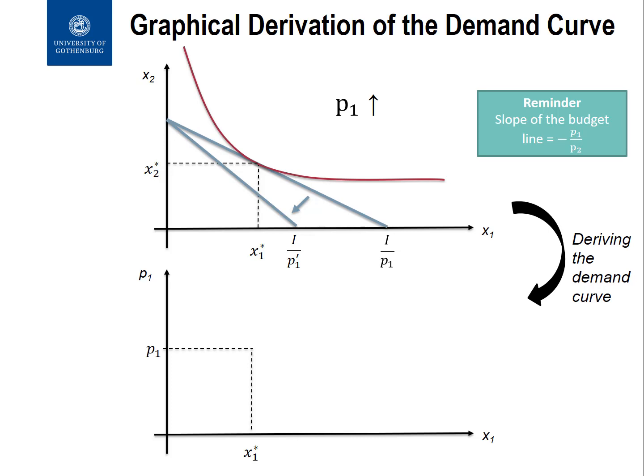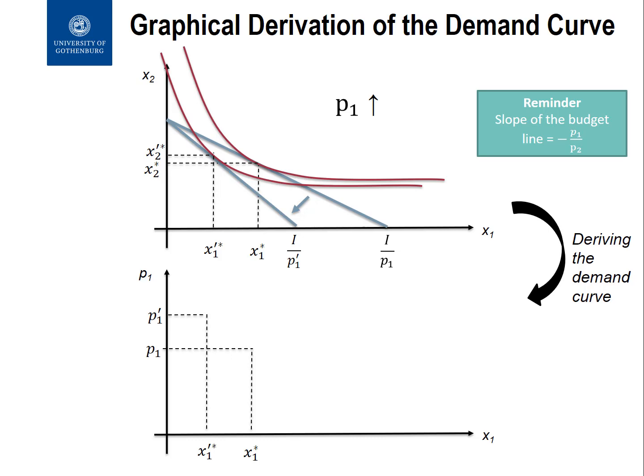What's the optimal choice in this new situation given her new budget constraint? Here is the new maximum attainable indifference curve. So she consumes less of good 1 and more of good 2. So on the demand diagram, we can say that at the new price P1 prime, Jenny consumes x1 prime star.